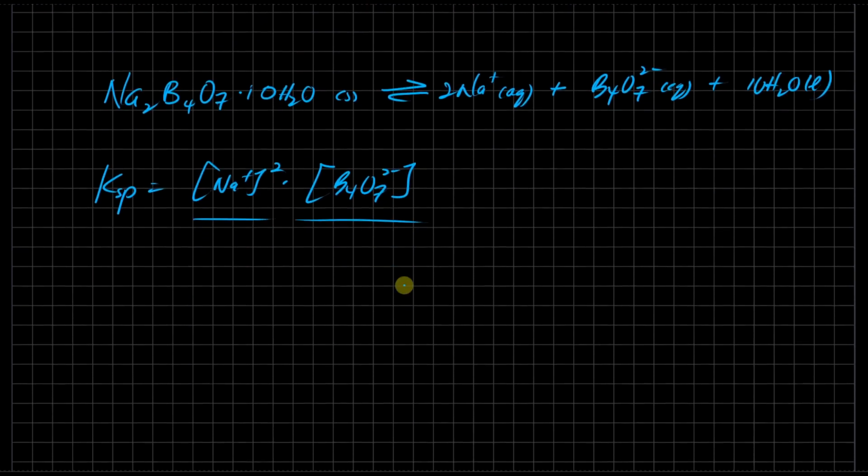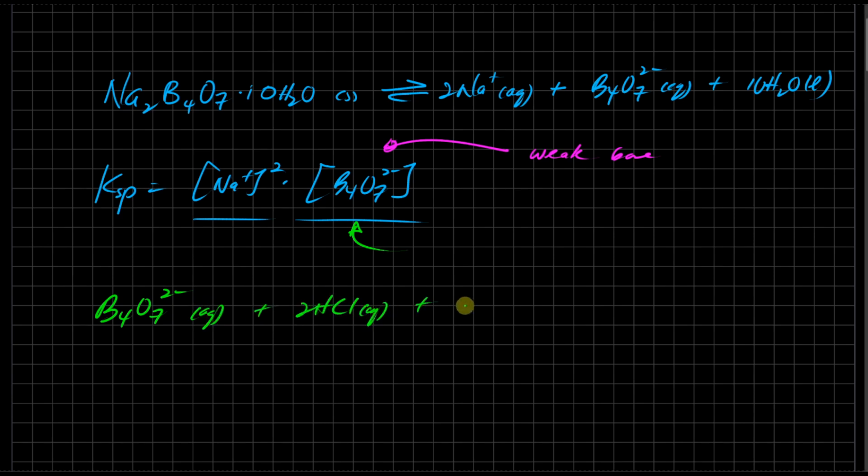Now, we can find the concentration of one of these pretty easily. This ion here is a weak base because it's the conjugate base of a weak acid. So we can find the concentration of borate using titration. So this here in a titration with HCl, and of course there's water present in all titrations, will give us this product, 4H3BO3, boric acid, I think it's what it's called, plus our chloride ions, of course.